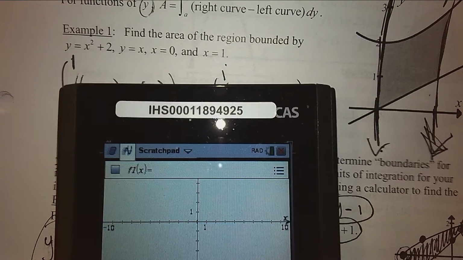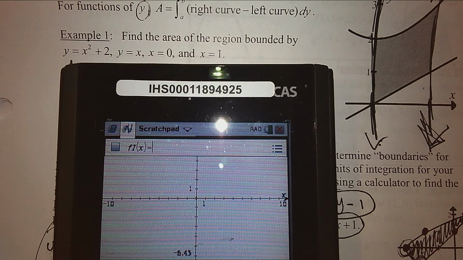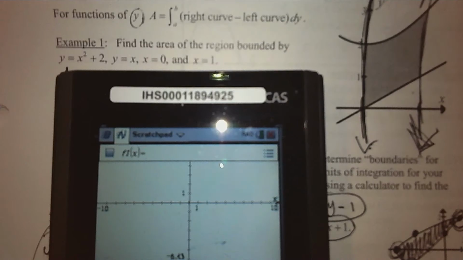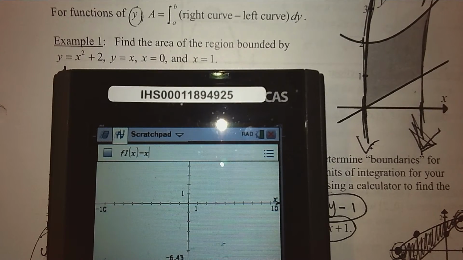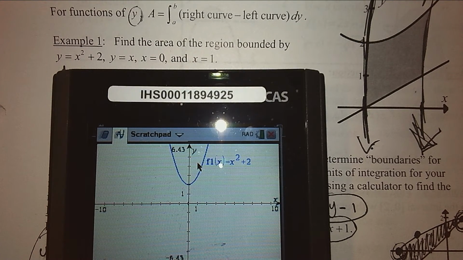I'm actually not going to type in the integration. Instead, I'm going to type in what's actually given in the question, x squared plus 2, and then I'm going to graph it. That's a good window for what I need. If I need to change the window, I go to Menu again, and then I can change the window to what I need it to be.